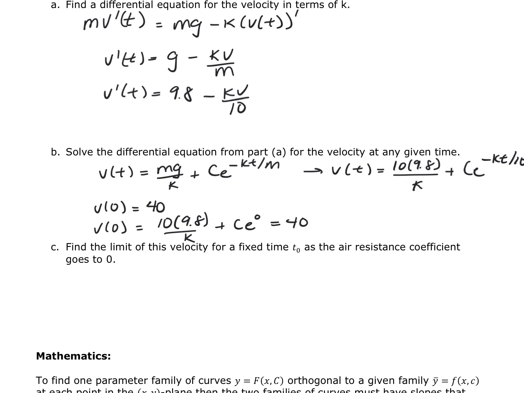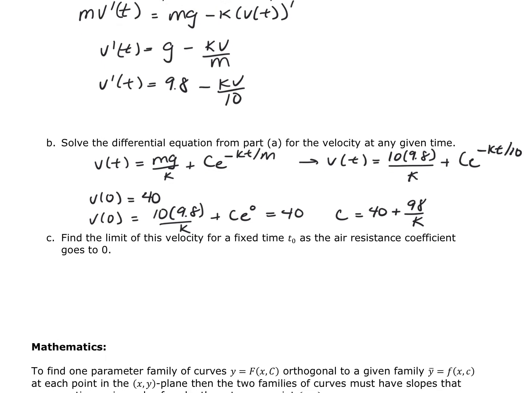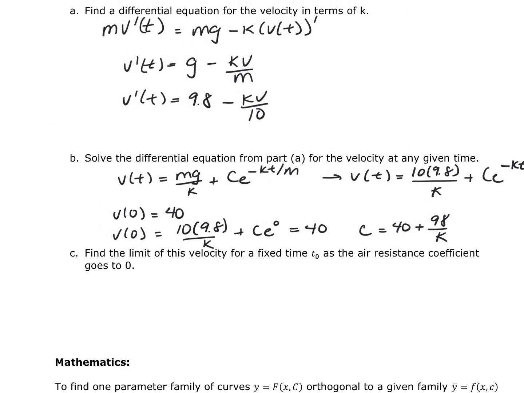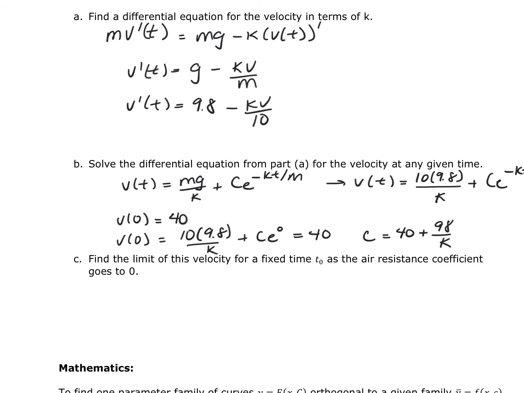So we know that c, because e is equal to 1, c must be equal to 40 plus 9.8 times 10, divided by k. Now I need to stop and make a correction here. Gravity is going in the opposite direction of our velocity, so this should be a negative 9.8. And this is a negative 9.8. So that's why when I bring it to the other side of the equal sign, the 98 over k becomes a positive 98 over k.